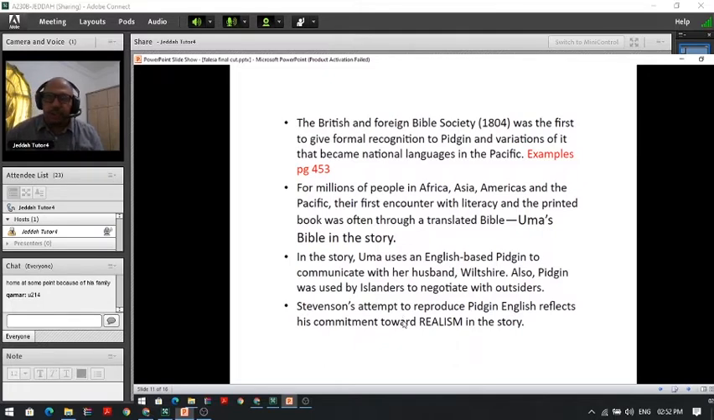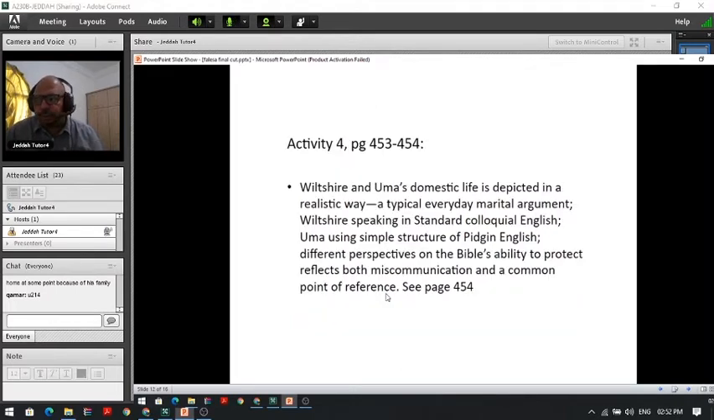So in the story, Uma uses an English-based pidgin to communicate with her husband, Wiltshire, and pidgin was used by islanders to negotiate with outsiders. So Stevenson's attempt to reproduce Pidgin English reflects his commitment to realism in the story. Yes, true. And even Wiltshire and Uma's domestic life is depicted in a realistic way.